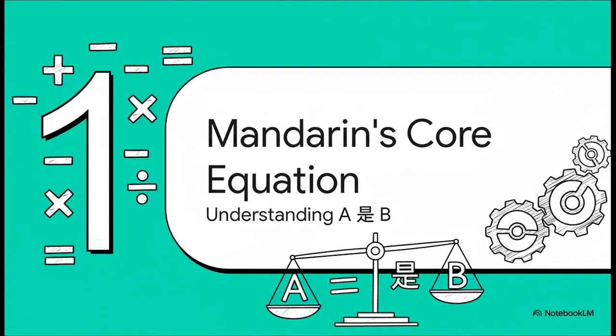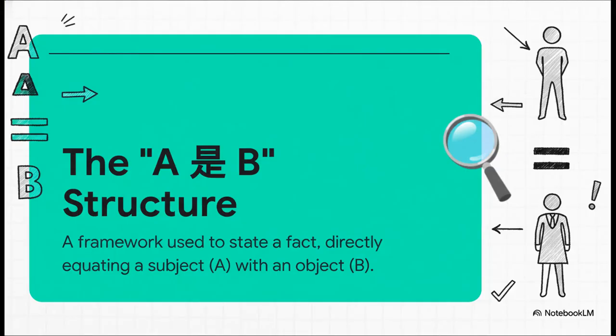We're going to look at a structure that I like to call Mandarin's core equation. A, shi, B. For now, try to forget about complicated grammar rules. I just want you to think of this as simple, powerful math. Now, at the very heart of this structure is one character, 是, pronounced shi. Notice that sharp, falling fourth tone, shi. It's very decisive. And that's because it functions just like an equal sign. It states a simple, undeniable fact, A equals B. This is the bedrock of identification in Mandarin, and its beautiful directness is what makes it so easy to learn.